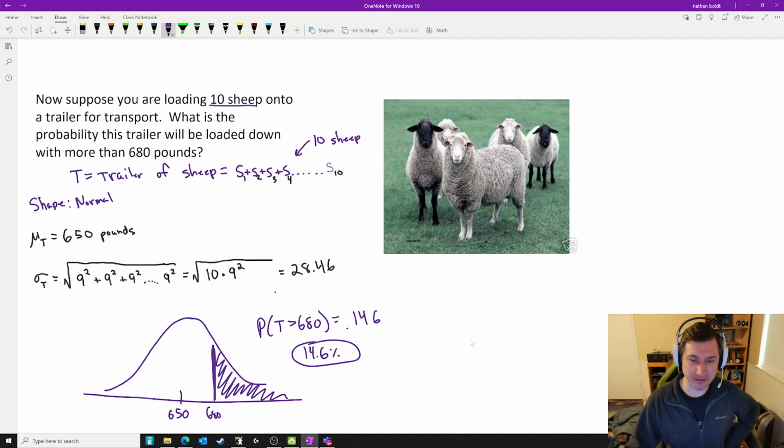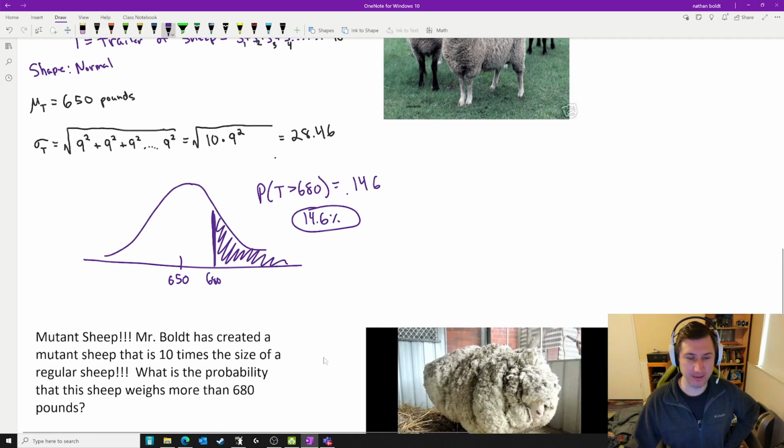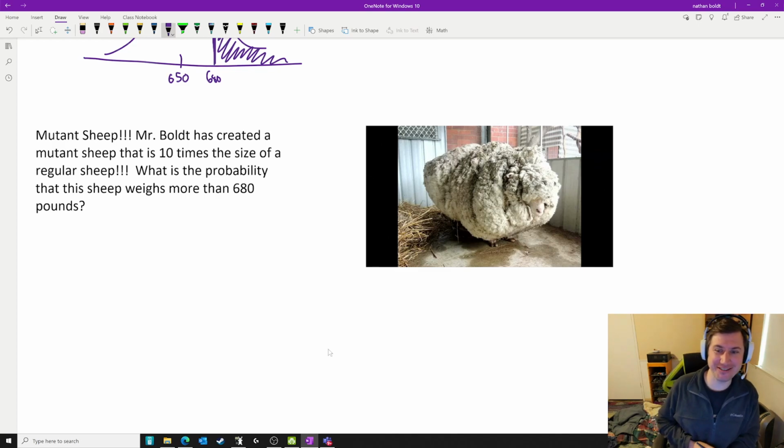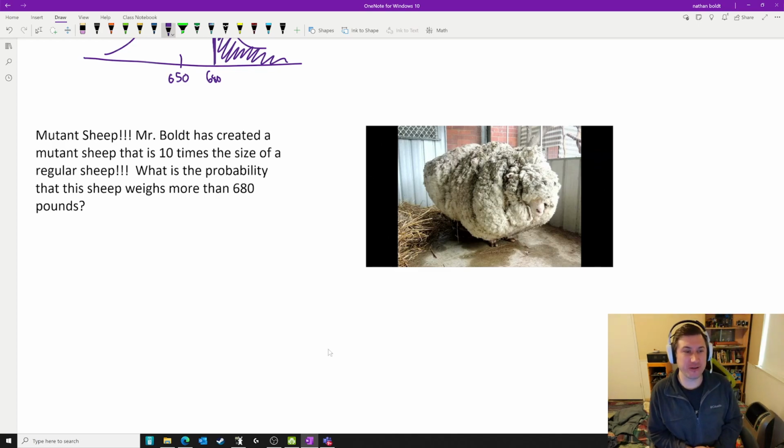And now a silly one. We got to end with the silly one here. All right, just so you can see the difference. Mutant sheep. Call that your picture of the day for today. All right, we got a mutant sheep. Mr. Bolt has created a mutant sheep that is 10 times the size of a regular sheep. What is the probability that this sheep weighs more than 680 pounds?